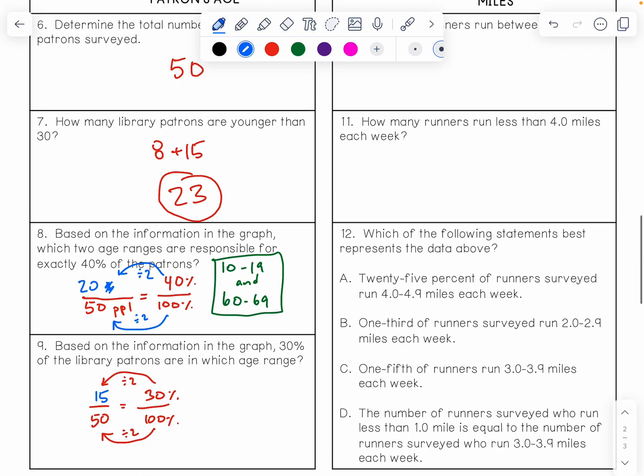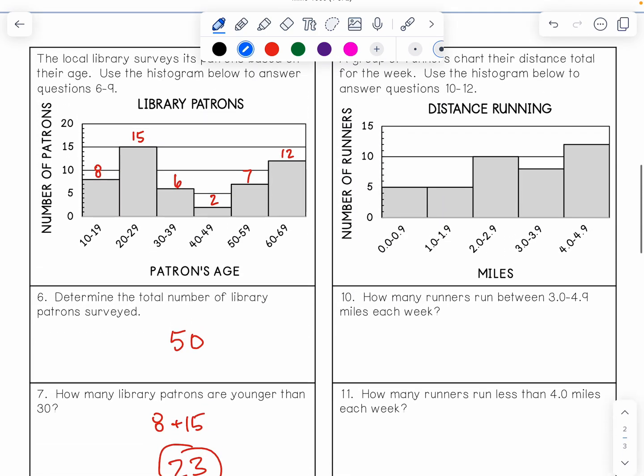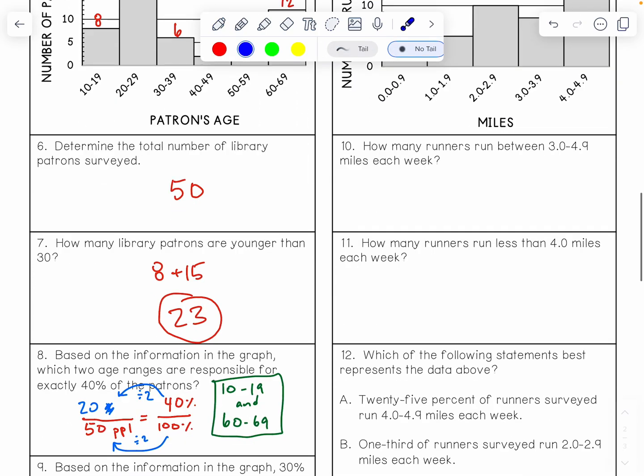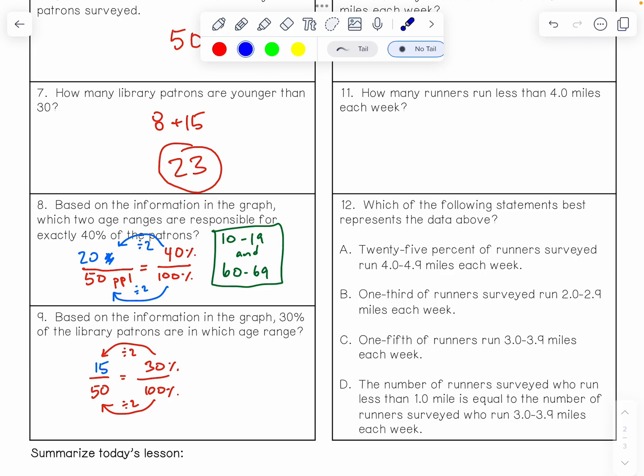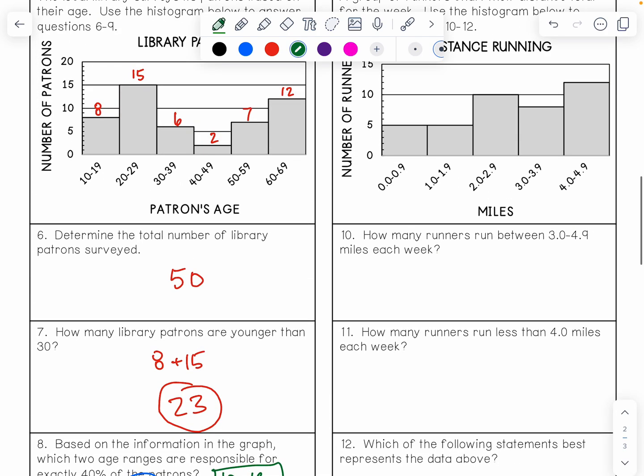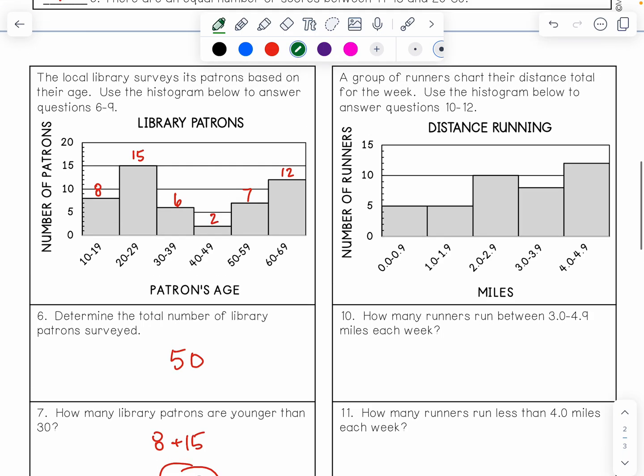Which age range has exactly 15 people? It is going to be this one, the 20 through 29 range. All right, let's look at the other histogram. The histogram is about a group of runners that chart their distance total for the week. Use a histogram to answer questions 10 through 12.